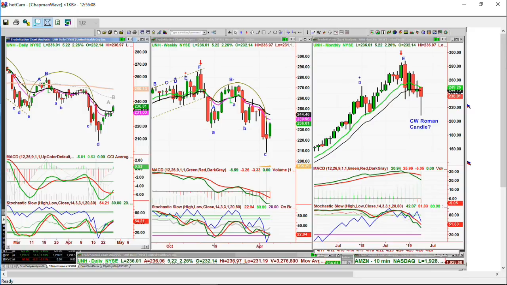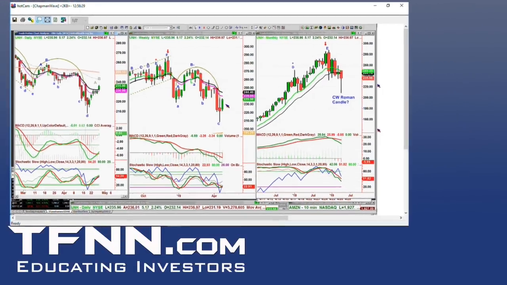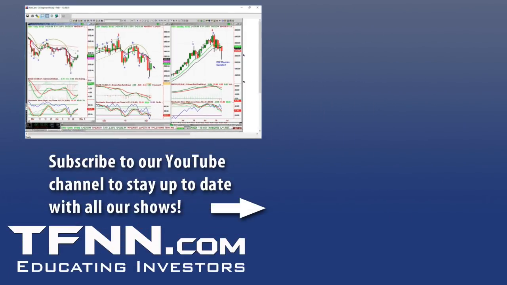So this is the big thing here for me: there's a Chapman Wave Roman candle. It's not coming off the high, but it could be coming off a pretty decent low. We'll be looking at this right through next week when we close the month. How this candle closes the month is going to give me a tremendous amount of information. It's a good start to an attempt for a nice bounce. Is this the low? I'm not sure that this is the low just yet. I think there's going to be a lot more testing.